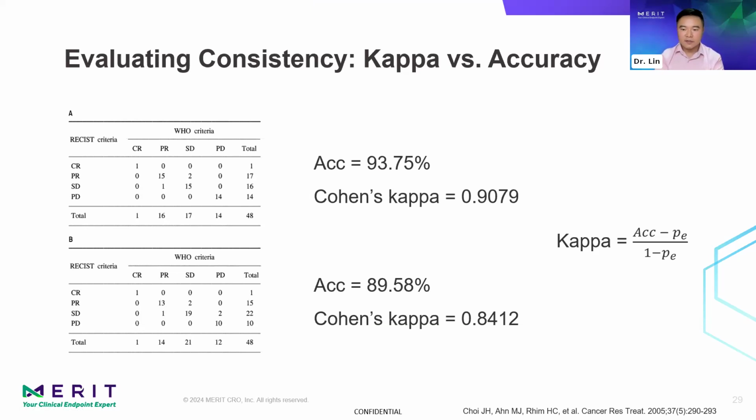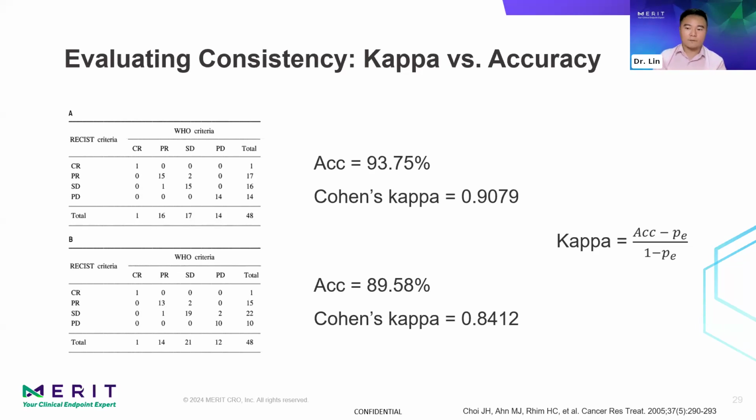Accuracy. Accuracy is the most straightforward measure of consistency. We can simply calculate the proportion of identical assessments between the initial and the variability read. This approach is easy to understand and interpret. This will provide a very clear indication of overall agreement level. However, its limitation lies in its inability to differentiate between common and rare assessment categories.